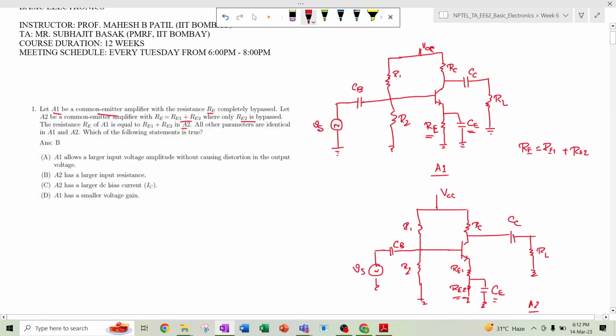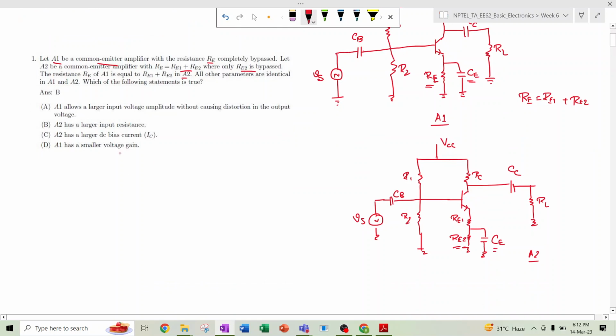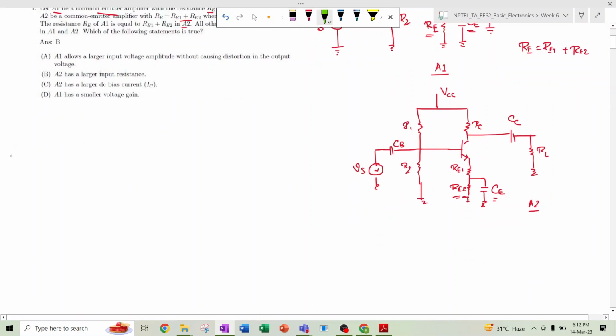At first we have to find out the input resistance, because here it is said: A1 allows a larger input voltage amplitude without causing distortion in the output voltage, A2 has larger input resistance, A2 has larger DC bias current, or A1 has smaller voltage gain. So we will draw the small signal equivalent model of both the configurations, or both the circuits.